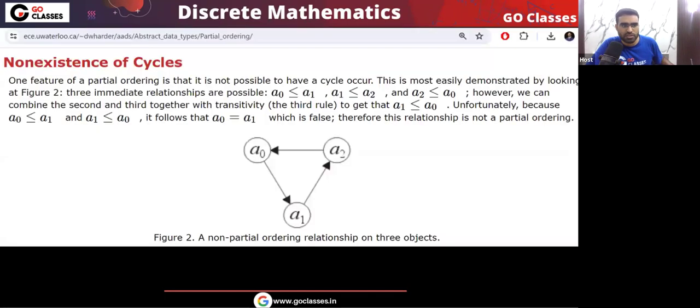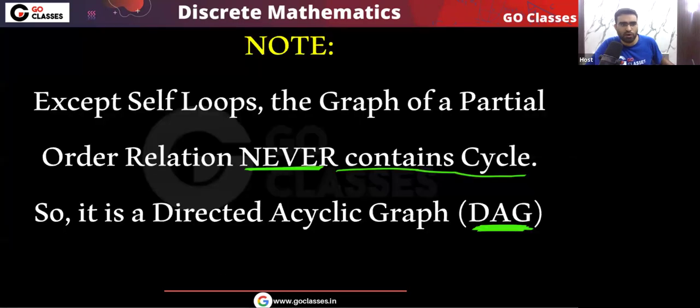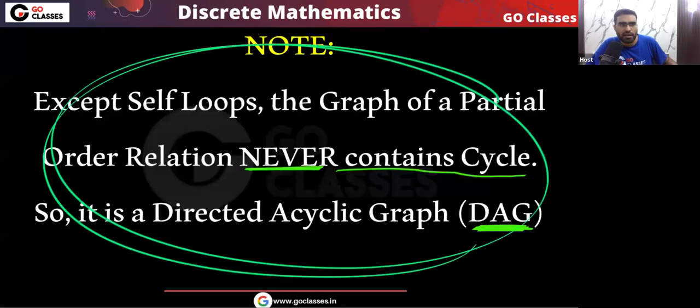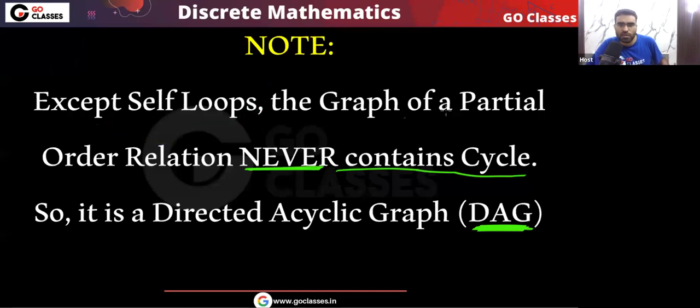Very simple. And you can see the same proof is given in this Waterloo University slide. This is a feature of partial order. One feature of partial ordering is that it is not possible to have a cycle. Is this clear? The same proof is given: non-existence of cycle in the partial ordering. Anyway, we have already seen the proof. So very simple: other than self loop, the graph of a partial order relation will never have a cycle. So I can say it is a directed acyclic graph.